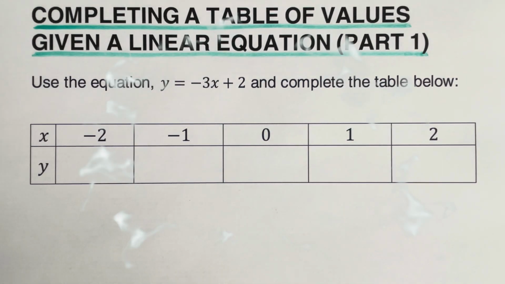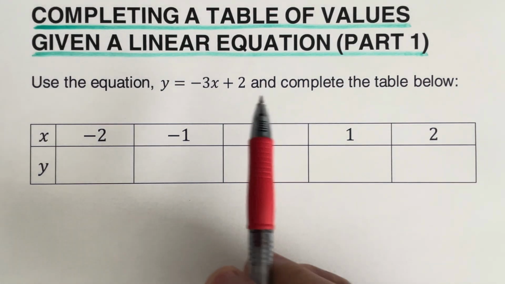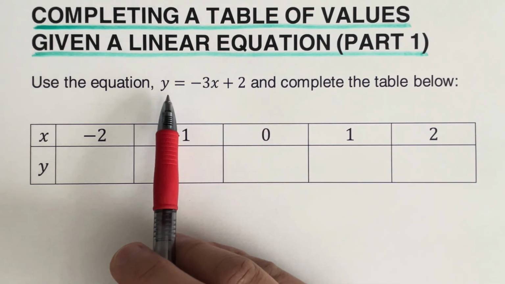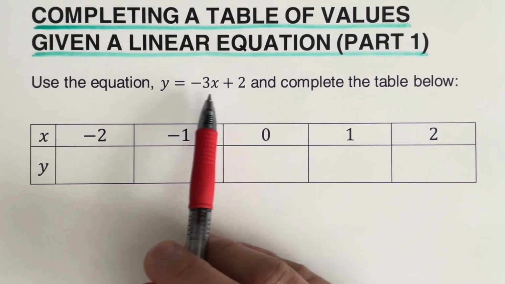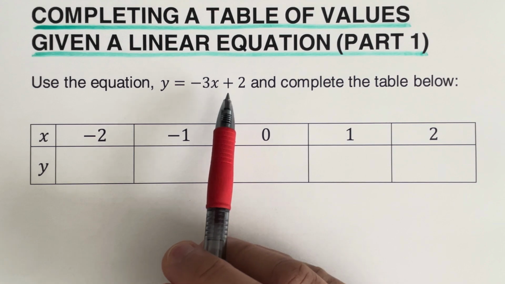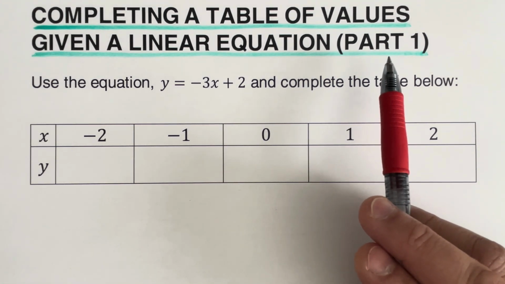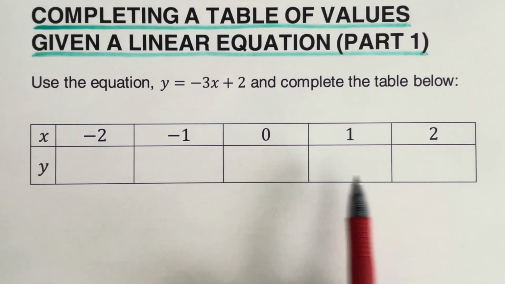Hello everyone. In this video, we will be completing a table of values given a linear equation. The linear equation that we have here is in the form y equals mx plus b, or slope-intercept form. And this is the first part. In this part, we're going to use substitution to complete this table of values that we have right here.